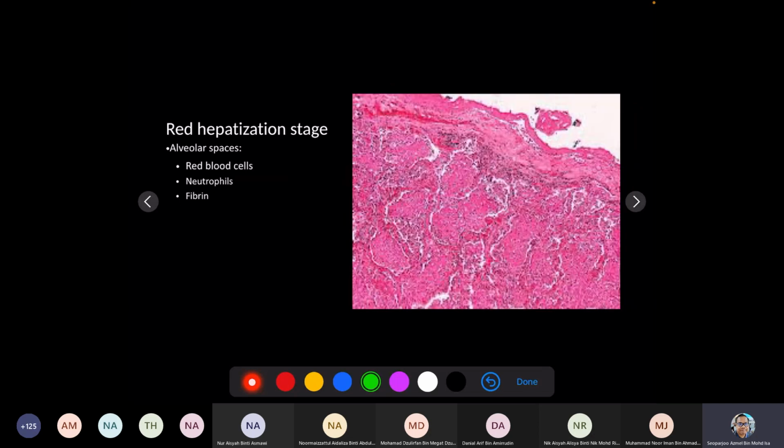Okay, next stage is the red hepatization stage. So why is it called red hepatization stage? It is because grossly during this stage, the lungs will be a bit firmer and look and feel like a liver. So hepatization means hepa, meaning liver. So the consistency of the lungs is a bit similar to the liver.